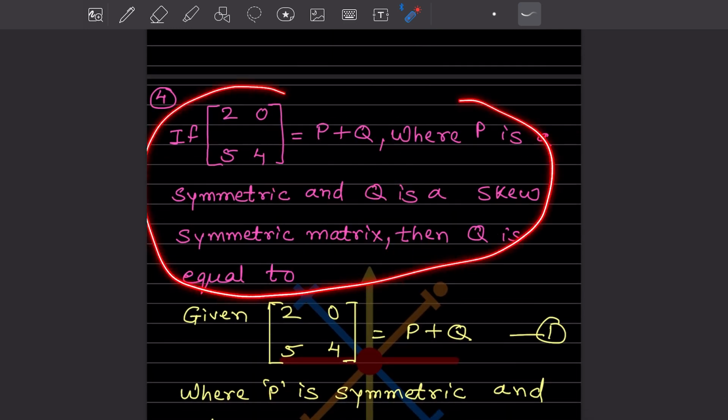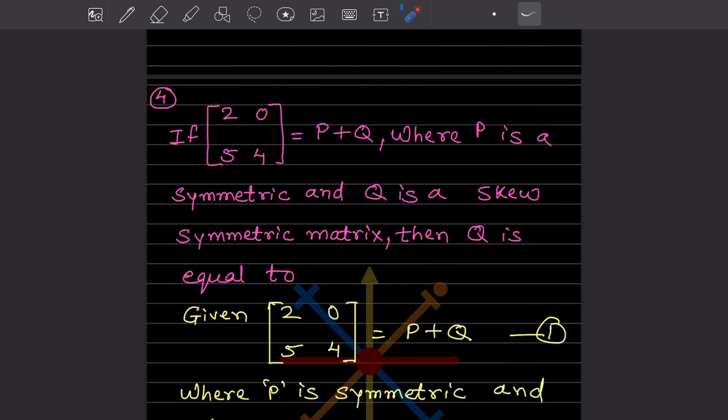Now this is the question given here. If this matrix is equal to P plus Q, where P is a symmetric and Q is a skew symmetric matrix, then Q is equal to what?